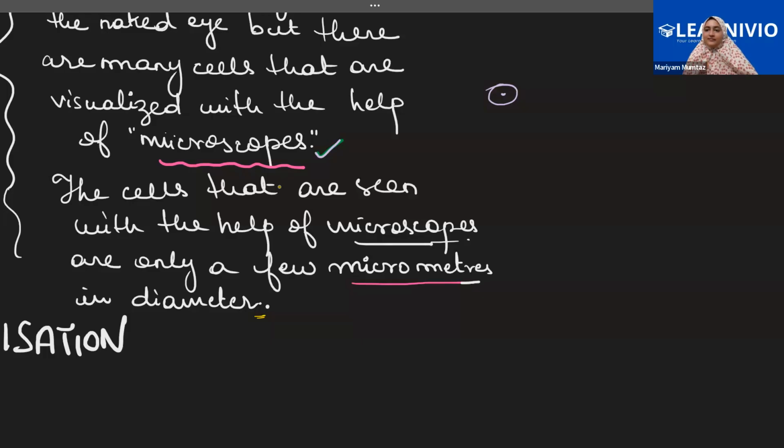I forgot the name, like a color stain. We stain the cells. There are different kinds of stains: methyl blue, iodine, crystal violet, Janus green. So there are various kinds of stains, right? We stain the cells to visualize them.